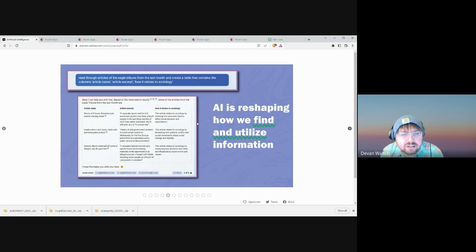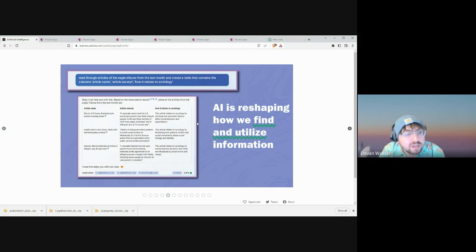In this particular example, I had it read through articles in the Eagle Tribune from last month, and I had it look for articles that were related to sociology, and I had it pull an excerpt from those articles, and then I had it write a little blurb for each of those articles about how they relate to sociology.